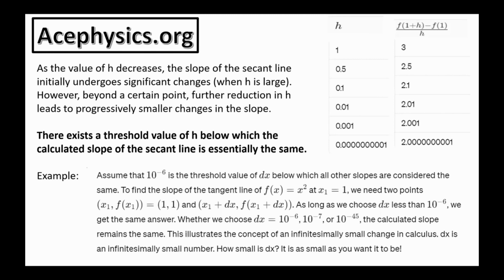dx is an infinitesimally small number. How small is dx? It's as small as you want it to be. No matter how small it is, you get the same value for the slope.